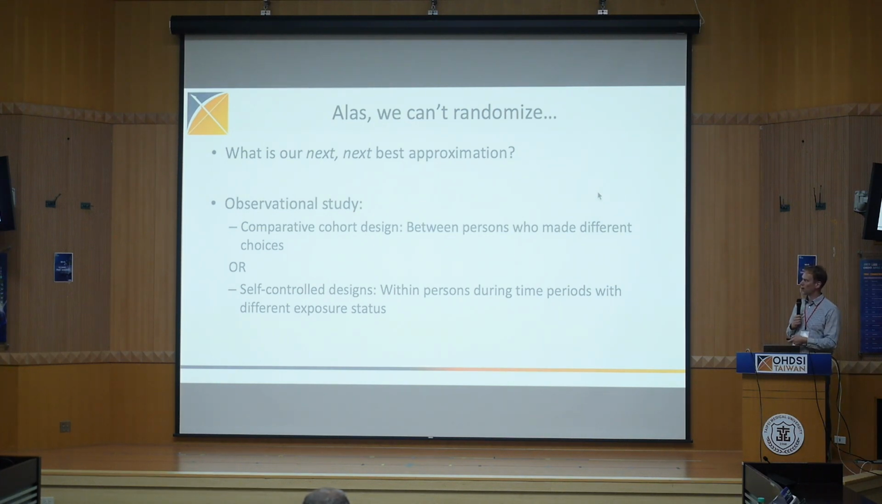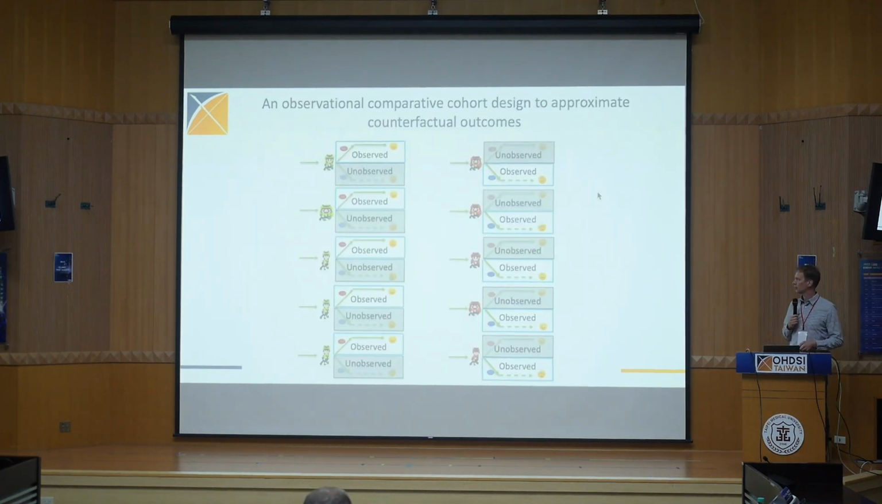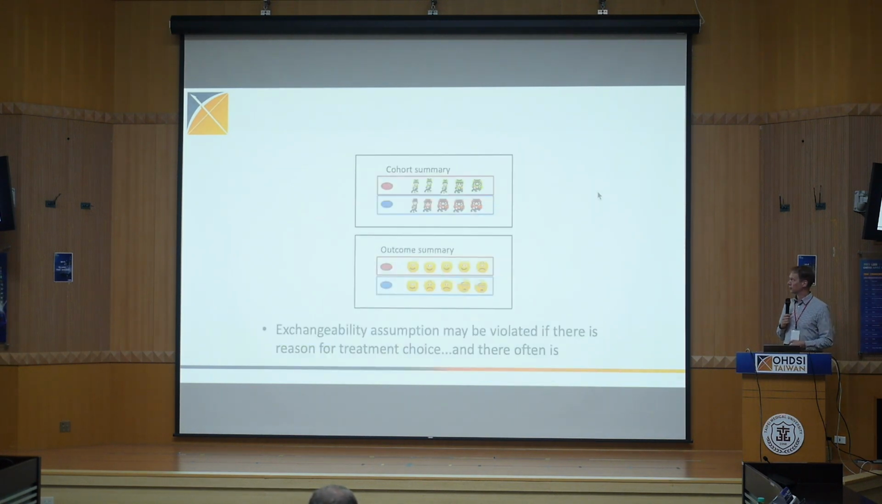But let's focus now on that first one, which is usually the more common one, where we compare different groups of people. So in our data, we have people that we've observed to take the red pill, we have people that we've observed to take the blue pill. And we can just summarize, so we can do characterization, as Patrick showed you. We characterize the cohort, and we can see what their outcomes are.